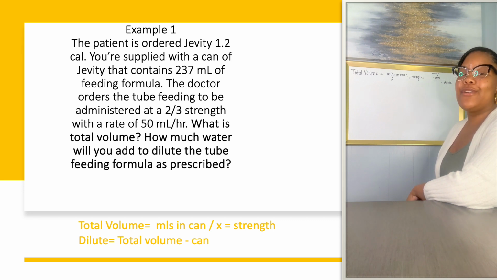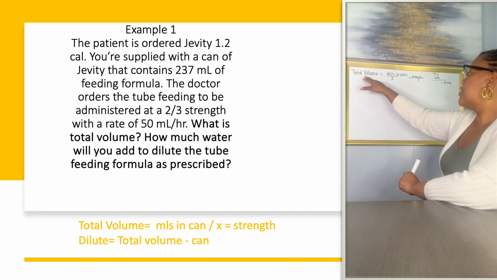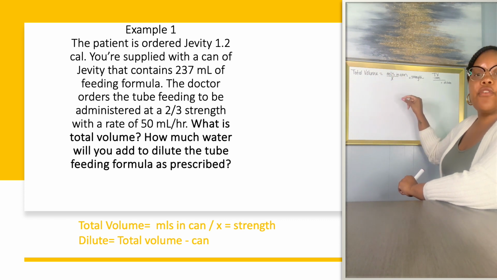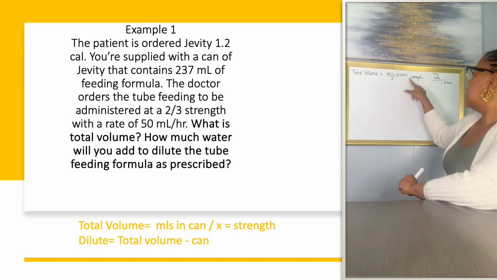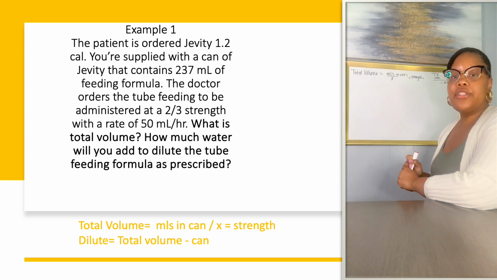Today we will be going over tube feeding calculations. So, the two formulas that you need for today is the total volume formula, which is the total volume equals mLs in a can over X equals your strength. Then the other formula you need for your dilute is your total volume minus the can, and that will give you your dilute. So let's do an example.